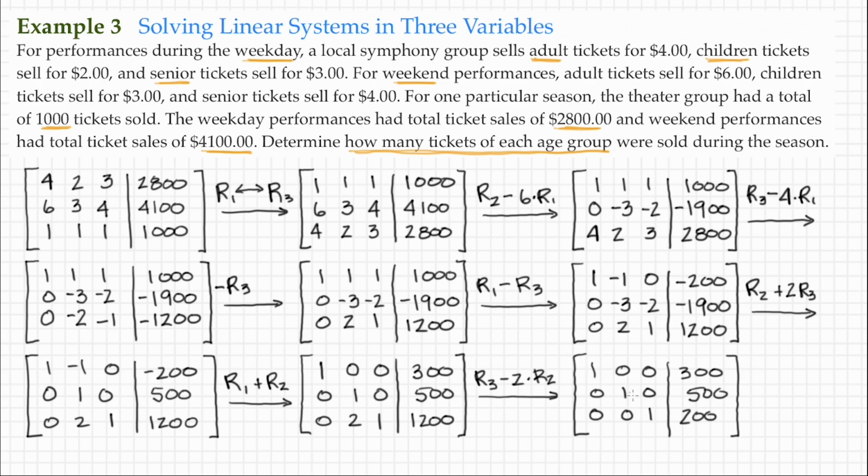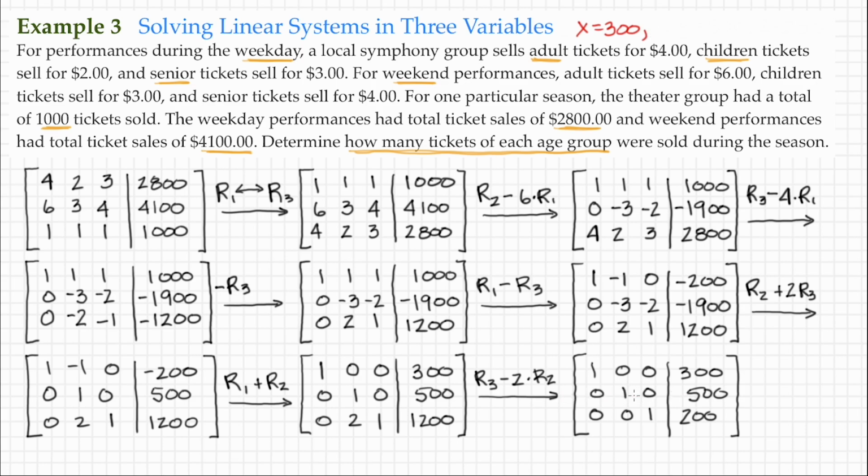So now we have our diagonal here. Every column is a unit column. It creates this diagonal here. So for this linear equation right here, this is x. So then x is equal to 300. And of course, x represents our adult tickets. But we'll put down here x is equal to 300. So that's 300 adult tickets sold.